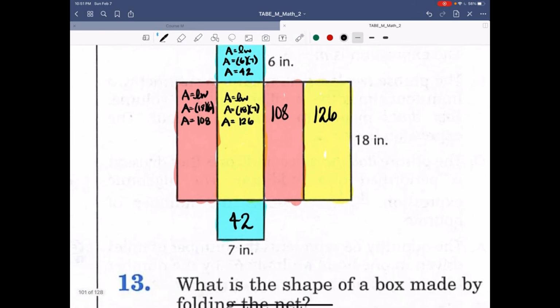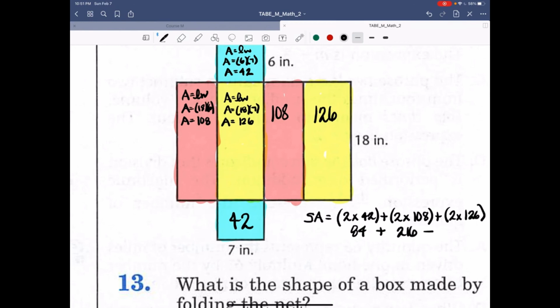So the surface area is 2 of the 42s, plus 2 of the 108s. And you can put these in any order. And 2 of the 126s. So 84, 1/16. No, sorry. See, I'm getting myself in trouble. I don't have a calculator. 2/16. And then 126 and 126 is 252.